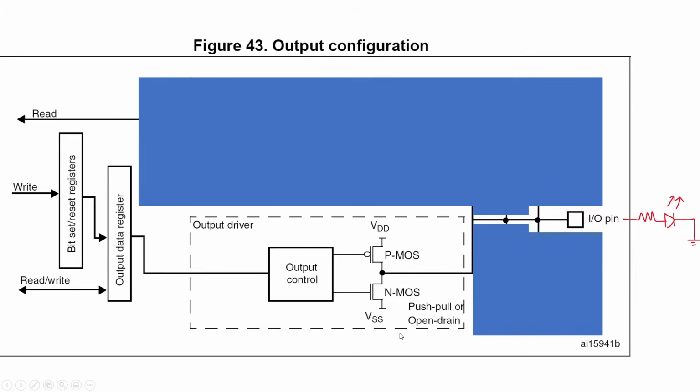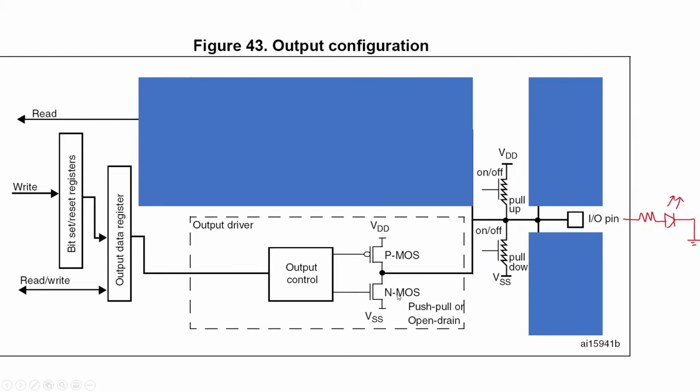But for the sake of this example, we'll be only using the push-pull configuration. Moving on, we also have two more options. We can either pull up this particular GPIO line to 3.3 volts with this particular switch, or we can pull it down with this particular switch. We are setting it to no pull up and pull down, which means both these switches will be off.